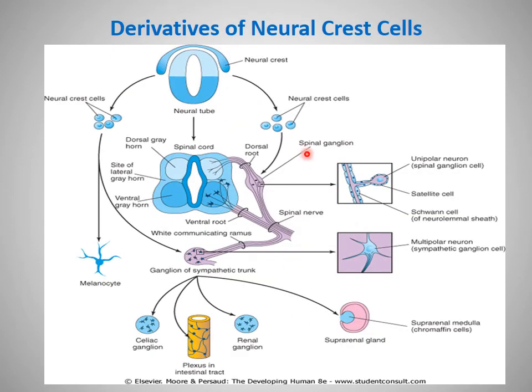Now, the derivatives of the neural crest cells. As we have discussed, the neural crest cells will detach from here and migrate, and they will give rise to different structures. They will give rise to the melanocytes. They will form parts of the peripheral nervous system, such as the dorsal root ganglia, and they will form the ganglia of the sympathetic trunk. They form the celiac ganglion, the renal ganglion, and part of the suprarenal medulla. So all these structures are formed from the neural crest cells.